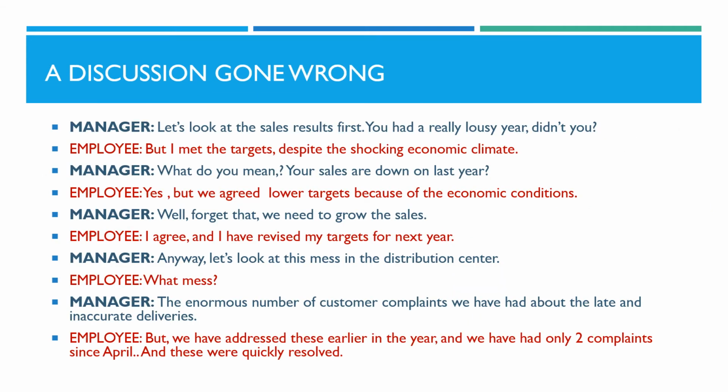Let's look now at an example of a performance review that went wrong. Read the discussion below. First, the manager tells the employee they had a lousy year. Then he ignores the employee's explanation, arguing sales need to grow. The manager then moves on to attack the employee for problems in the distribution center, which the employee said had been resolved. The manager also refers to an enormous number of complaints, while the employee claims there have only been 2 complaints. This is an example of a terrible review discussion.